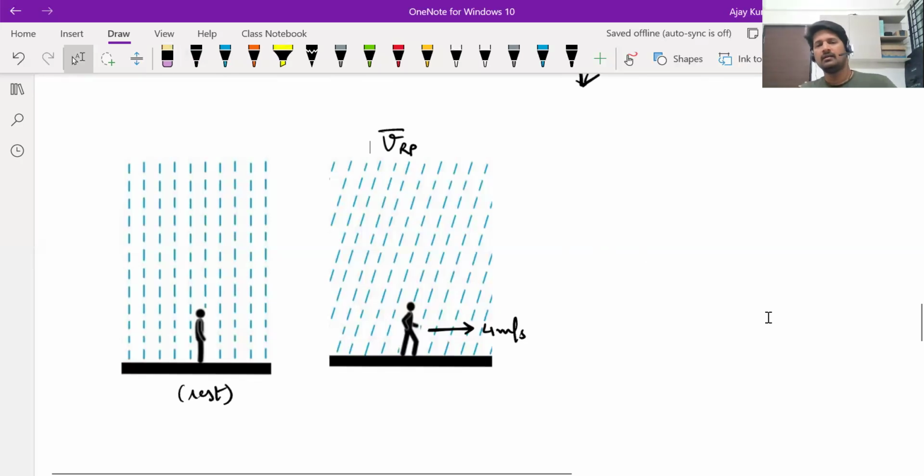Okay. Now one of you tell me, if the person walks or runs faster in the same direction, how will the raindrops appear to fall? Will it be the same as the first diagram, same as the second diagram, or will there be some more change? There'll be a change. Which way? What is going to happen?